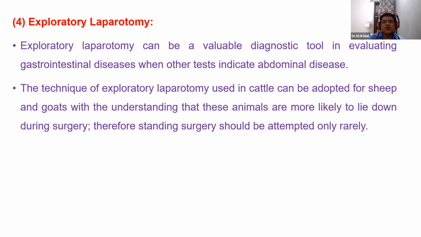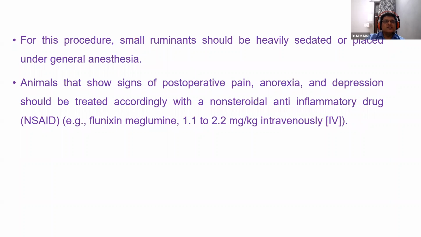Next is the exploratory laparotomy. Exploratory laparotomy can be a valuable diagnostic tool in evaluating gastrointestinal diseases when other tests indicate abdominal disease. The techniques of exploratory laparotomy used in cattle can be adapted equally for sheep and goats, with the understanding that these animals are more likely to lie down during surgery. Therefore, standing surgery should be attempted only rarely. For this procedure, a small ruminant should be heavily sedated or placed under general anesthesia. Animals that show signs of post-operative pain, anorexia, or depression should be treated symptomatically.